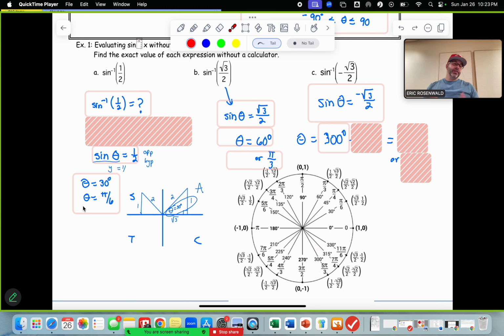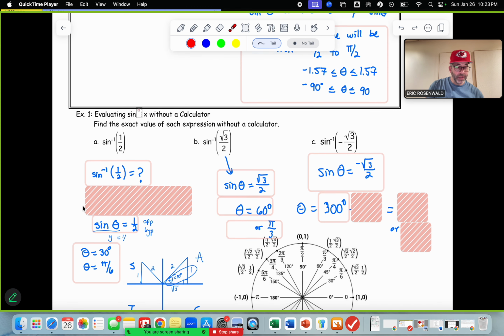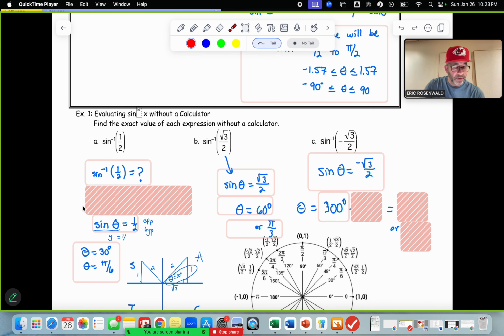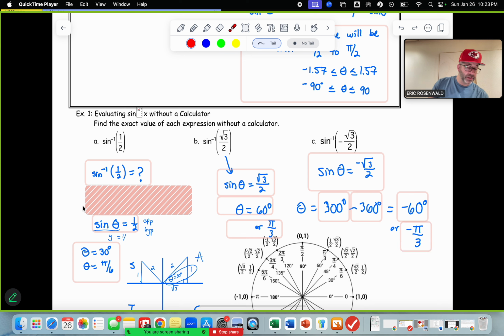Now, this is the restriction of my answers, right? I can't have 300 degrees. If you go back up to right here, all answers have to be between 90 degrees and negative 90 degrees. So 300 is too big. So this is where we use a coterminal angle. Remember, coterminal angles, we just take away 360 or we take away 2 pi, or we add 360 or we add 2 pi. So in this case, I take away 360, and what this does is it gives me negative 60 degrees. And negative 60 degrees is going to be equal to negative pi/3.